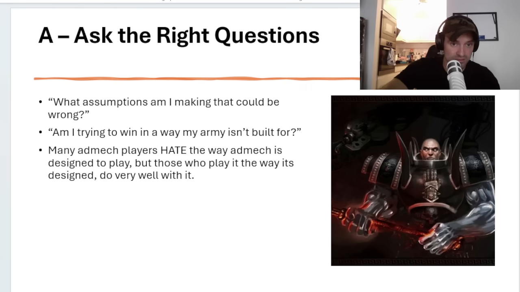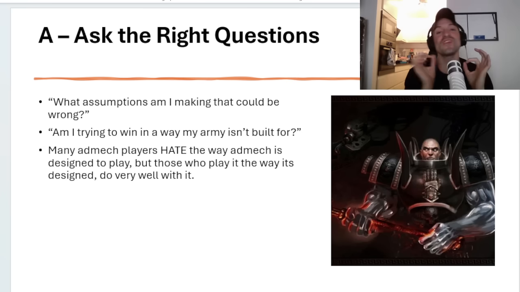But is that true? No, it very well could not be true, because if your opponent gets a massive lead on points, then it doesn't really matter if you kill your opponent, because they've already scored so many points that you can't catch up and you're going to lose the game. You've got to ask yourself, am I trying to win in a way that my army isn't built for? This is a really, really big one.